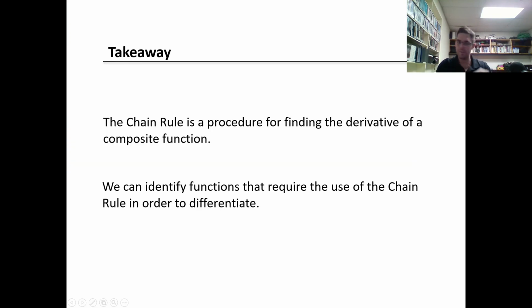Takeaways: we can now use the chain rule to find the derivative of composite functions. And hopefully, as we do some practice, we get better at identifying composite functions. A lot of times when we get going on derivatives, we see the power rule easily, but then we can miss that there's an inside function and that we need to multiply by the derivative of the inside function. So don't be that person. Don't forget to do that.